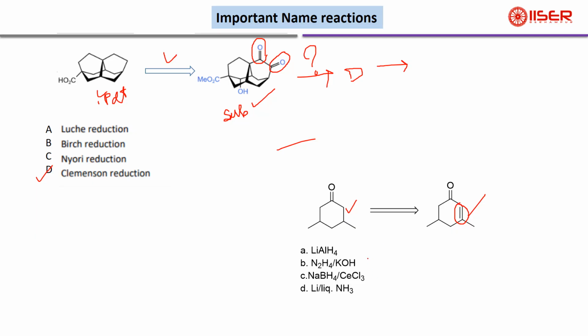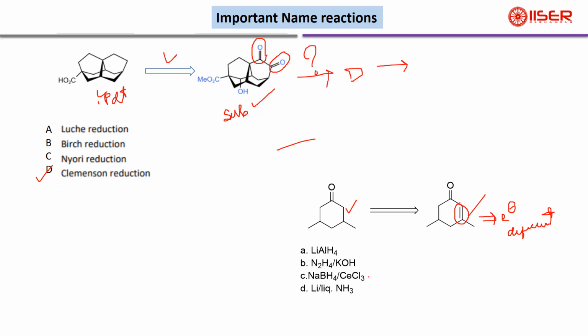it usually reduces the double bond, but an electron donating double bond, meaning an electron rich double bond. This double bond is an alpha beta unsaturated double bond, so it is highly electron deficient because of conjugation with this carbonyl group. So the hydrogen can't react with this one. This is the electron deficient double bond, so N2H4 can't react with this one.